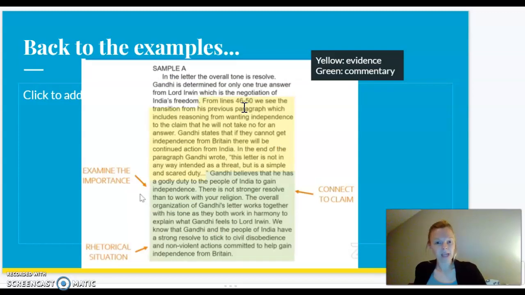Okay, then sample A, right at the beginning, they examine the importance, they connect it back to the claim, and they also bring in the entire rhetorical situation. So they touched in each of those three areas that we talked about, which also shows that the writer had a deeper understanding of the passage and was able to convey that in his or her writing. So a good sample to check out if you want to make sure you've done all of these things.